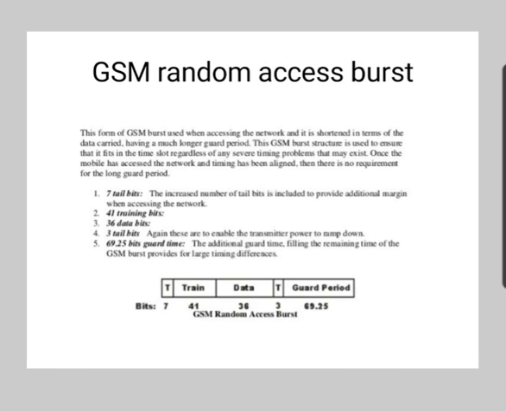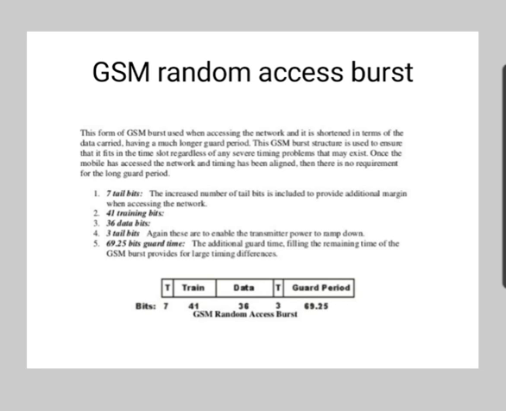Then the GSM random access burst. This form of the GSM burst is used when accessing the network, and it is shortened in terms of the data carried, having a much longer guard period. This GSM burst structure is used to ensure that it fits in the time slot regardless of any severe timing problem that may exist.